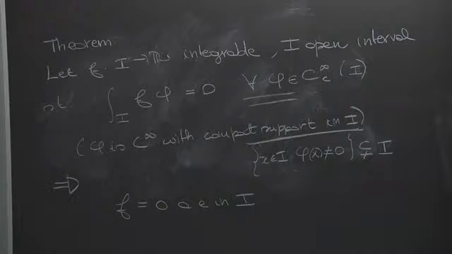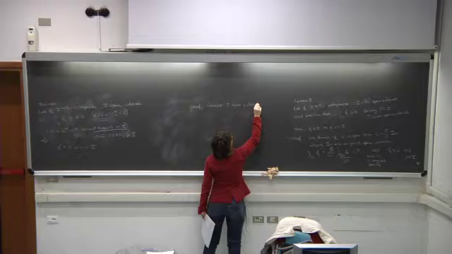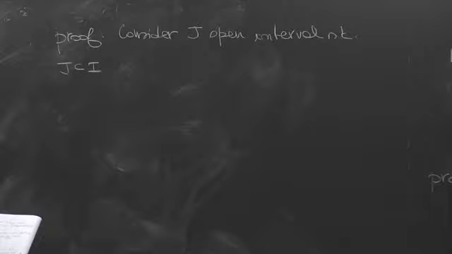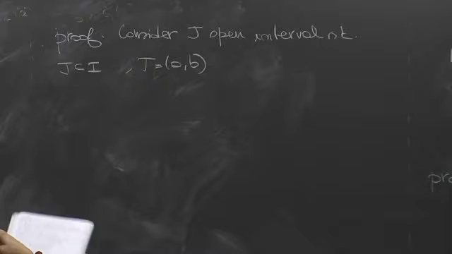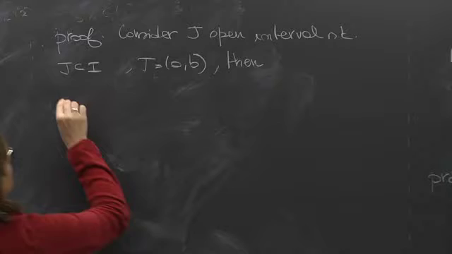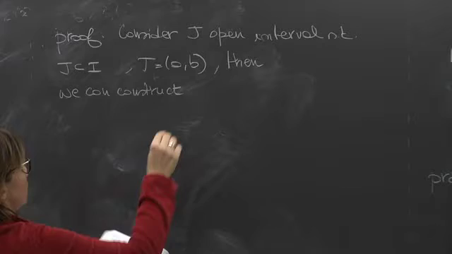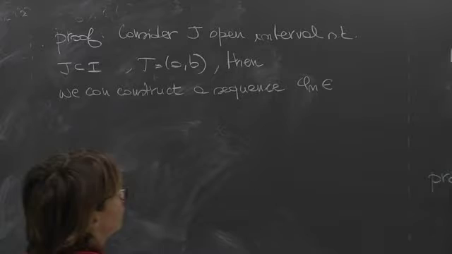Okay, so we consider an open interval J such that J is contained in I. Just for instance, J is equal to (a, b), maybe just to fix the idea. And now, just believe me, we can construct a sequence phi n which satisfies this property.